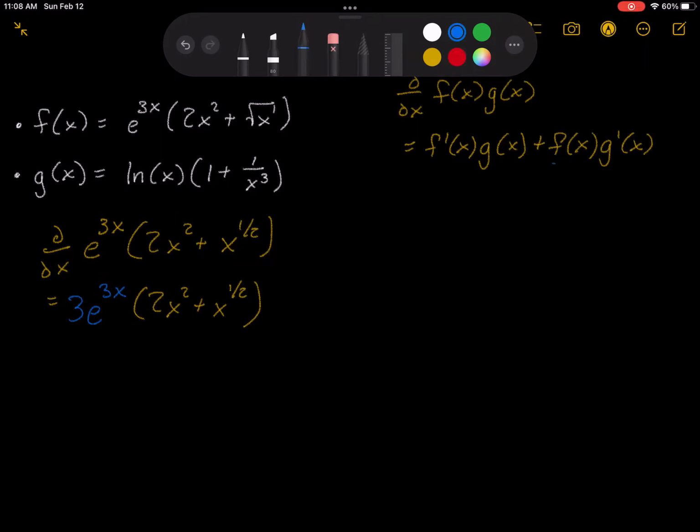And now I do the opposite. I add the opposite of what I just did. So now I will add a copied down e to the 3x and a differentiated 2x squared plus x to the 1/2. So this will differentiate to 4x plus 1/2 x to the minus 1/2.